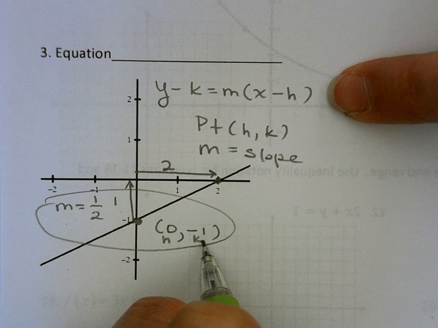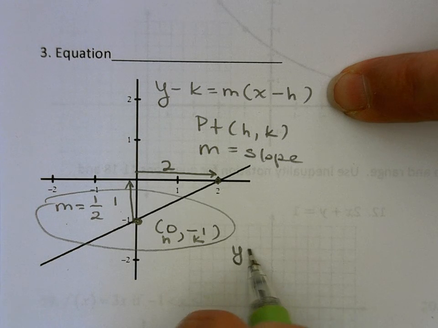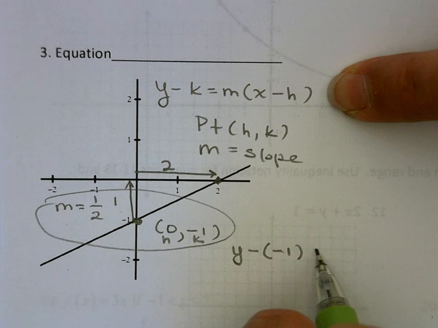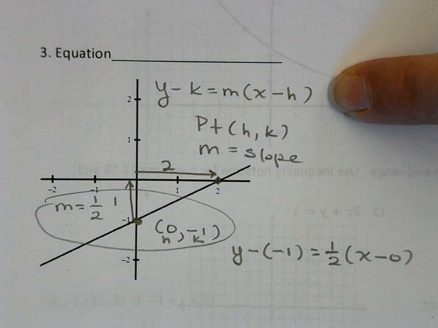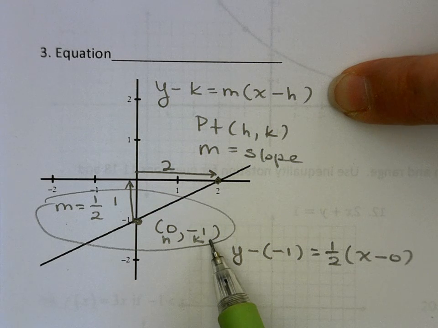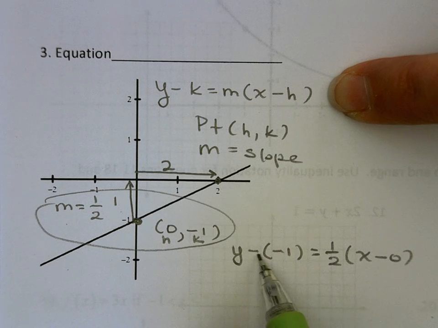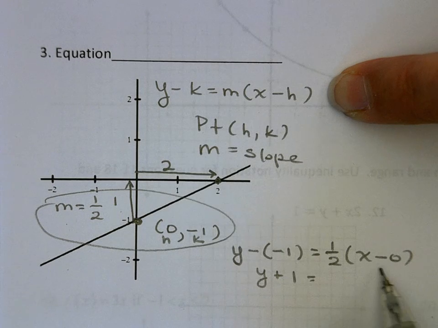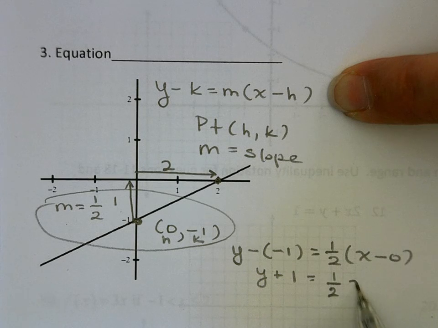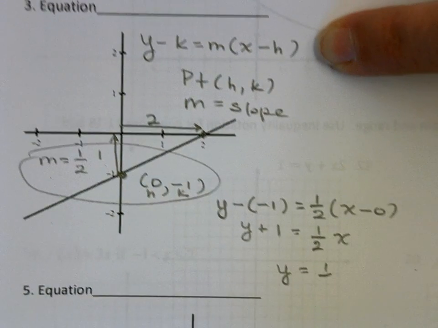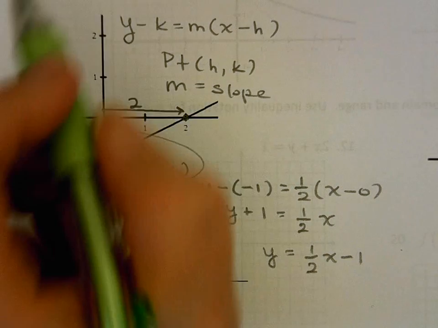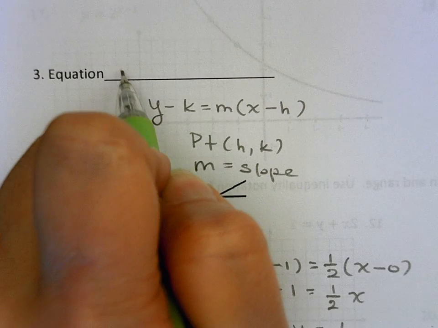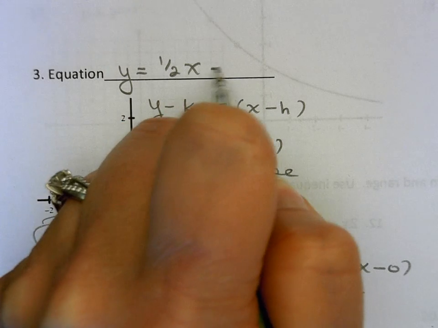So that equation, using these two pieces of information, there's h, there's k. I'm going to substitute those values into here. So I have y minus k equals m times x minus h. So replace h, replace k, and then simplify. So a double negative. I don't need to have x minus 0. I can just have x. And then I'm going to subtract 1 to the other side. So that equation would be y equals 1/2 x minus 1.